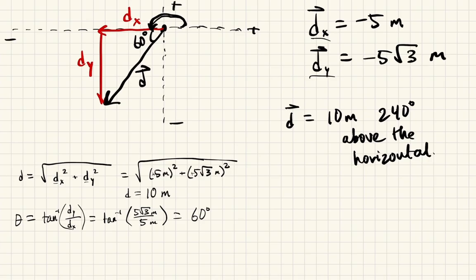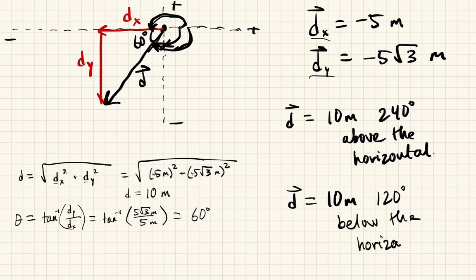Now, another thing we could do is we could measure below the horizontal, okay? And so in that case, from here to here would be 90 degrees, and so then we know that to get to the 60 degree mark here, it would be another 30 degrees. And so that would be 10 meters, 120 degrees below the horizontal.